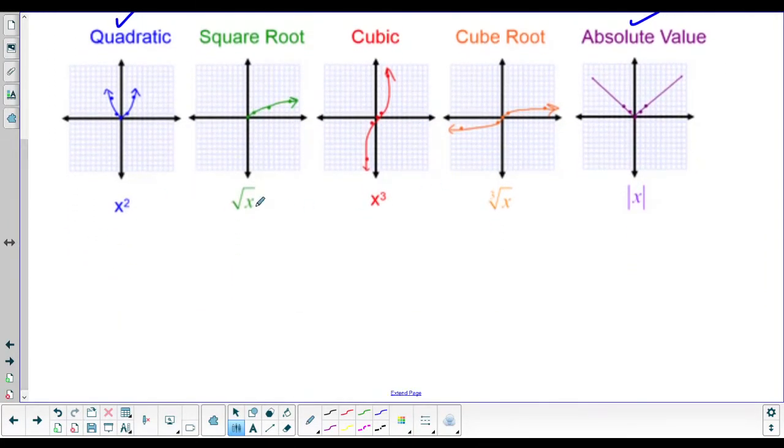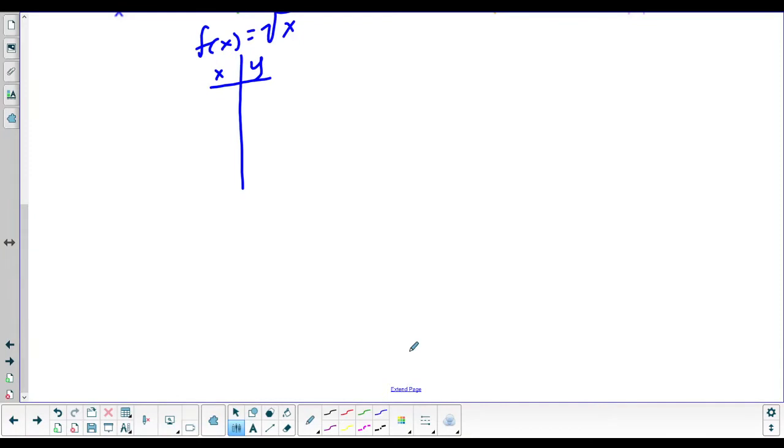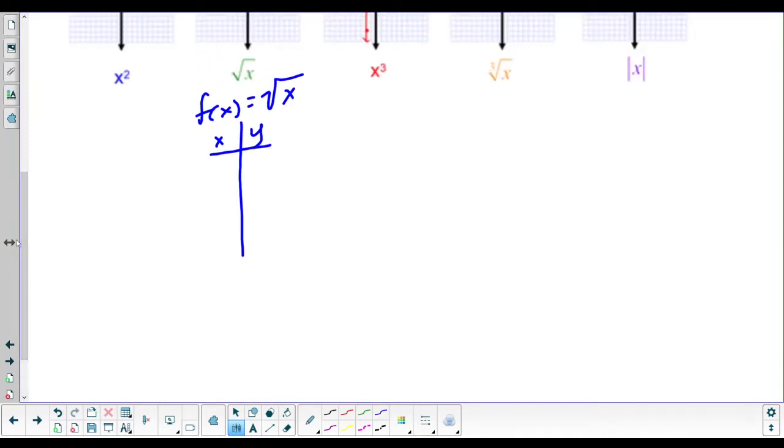So let's start with a square root. The parent function is f of x equals the square root of x. So if we pick some x values, let's pick poorly first. Don't write this down, okay? Put your pencil down, hang out, chill out for a sec. I'm going to do this a really dumb way first. Let's pick -2, -1, 0, 1, 2.